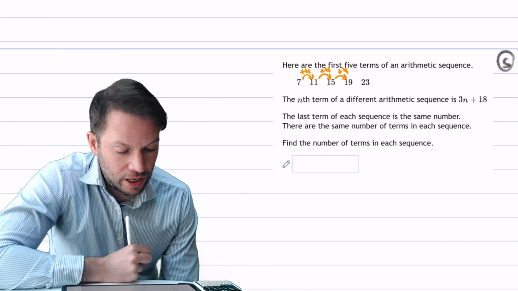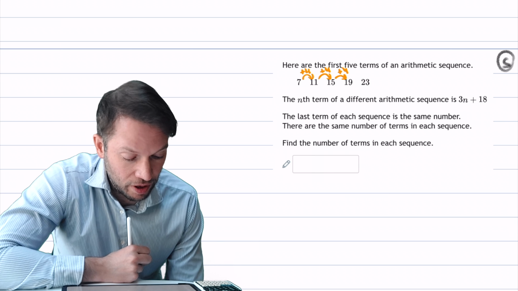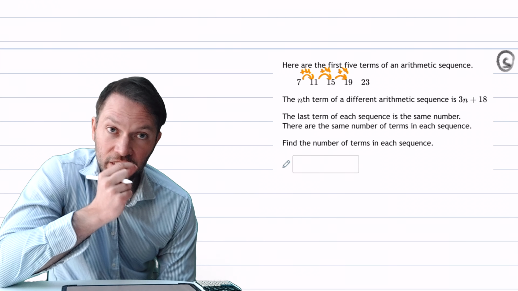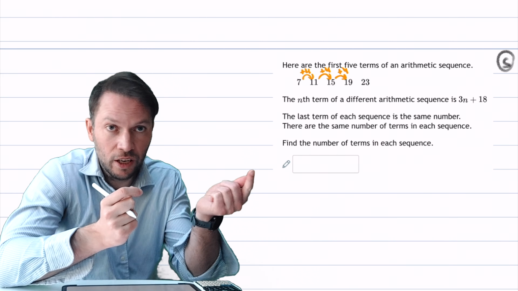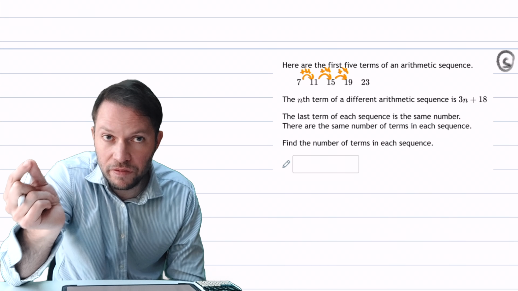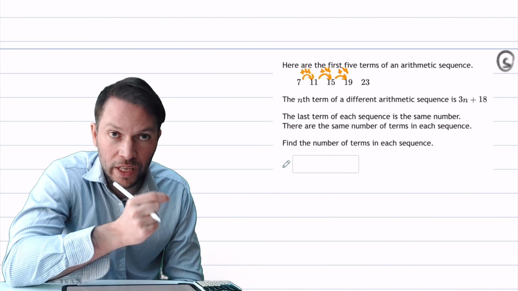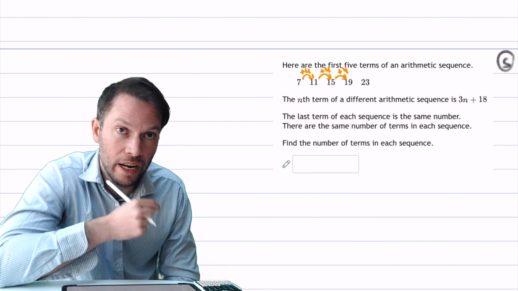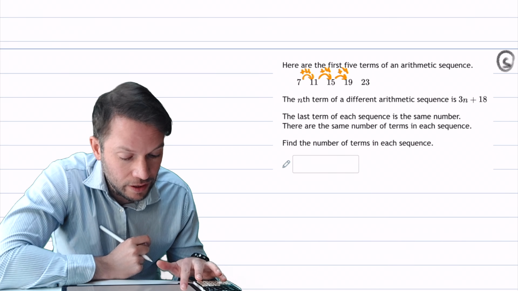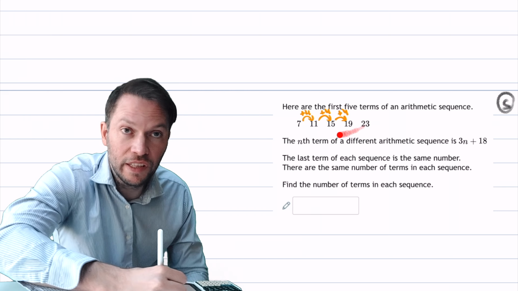And it says the nth term of a different sequence is 3n plus 18. And the last term of each sequence is the same number, and the same number of terms in each sequence. So it's saying there's some particular n, which is, say, the last term of the sequence, the nth term, where those 2 terms are the same. So the nth term of one sequence is the same as the nth term of the other sequence for a particular value of n. And we need to find out what that value of n is, how many terms are in each sequence. So let's first try and find the nth term formula for this sequence here.